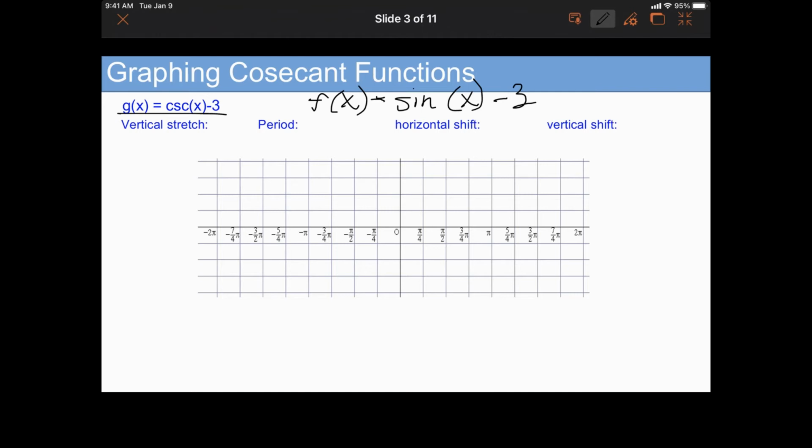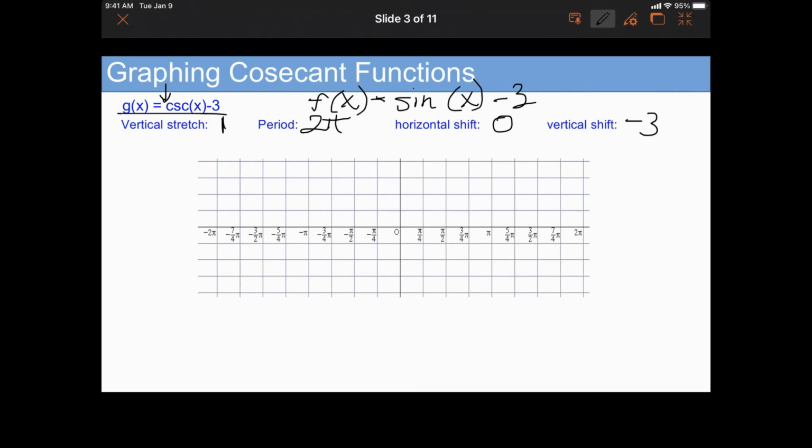And graph that first. But let's talk about the vertical stretch. It doesn't have an amplitude because there's no highest or lowest point, but I know it's going to just stretch at 1. My period is still 2 pi. There is no horizontal shift, and the vertical shift is -3.